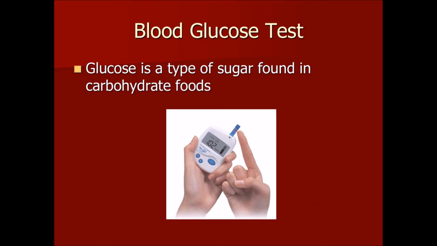I'll talk about blood glucose testing, and glucose is a type of sugar found in carbohydrate foods, which we test with these capillary sticks, finger sticks we call them, or capillary sticks.